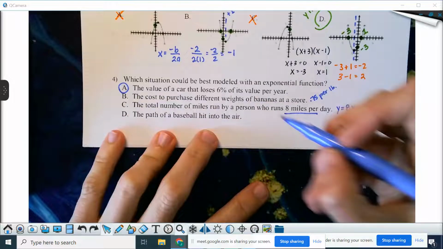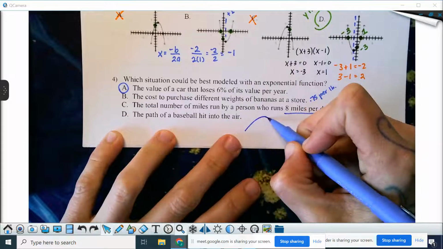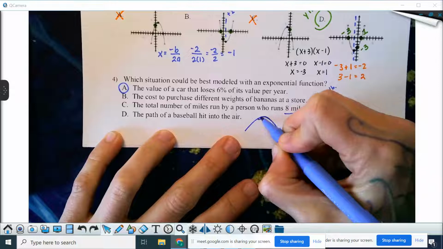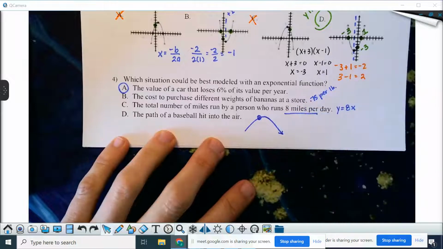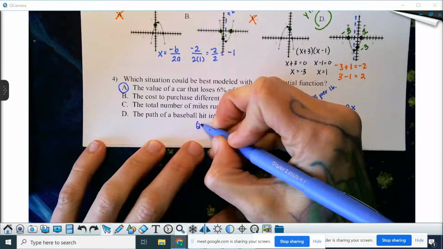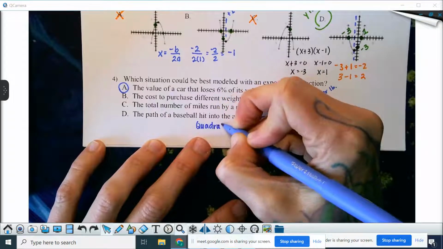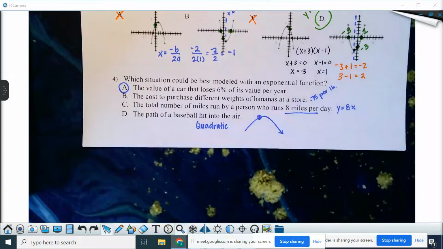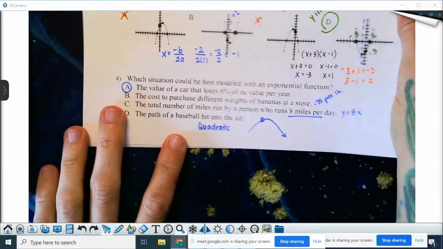The path of a baseball hit into the air. As a ball goes into the air, it's going to do one of these. It's going to come back down. And that's a quadratic function. So it's going to start down close to the ground and then go all the way up into the air. So you're going to have a max or min. So that one would be quadratic. So B and C would be linear and D would be quadratic. So exponential would definitely be A. Good job.